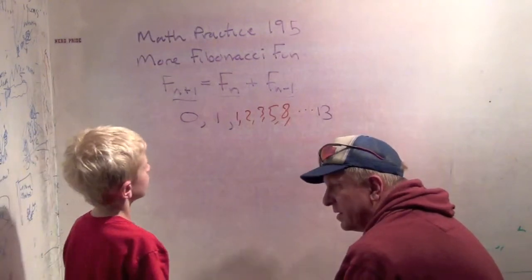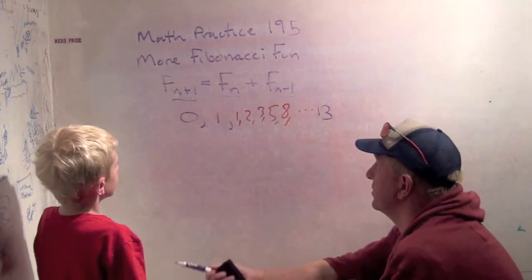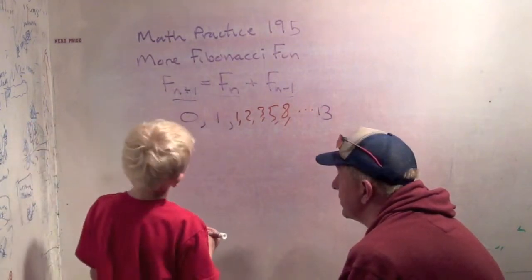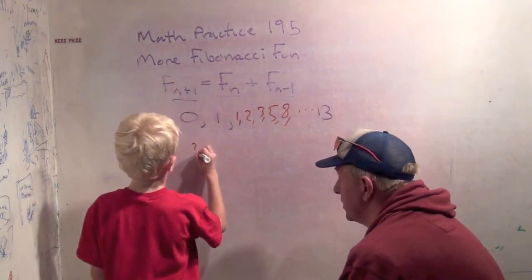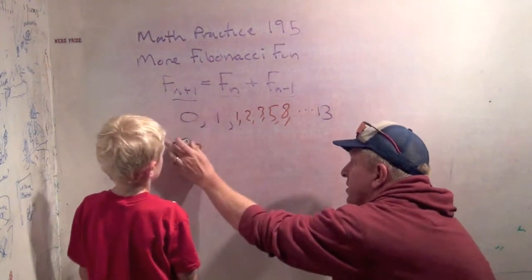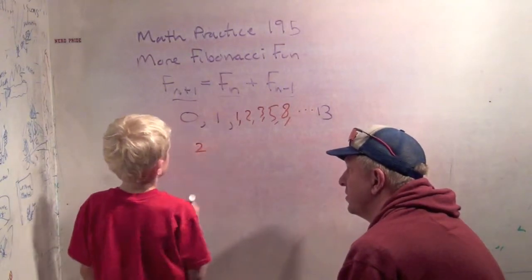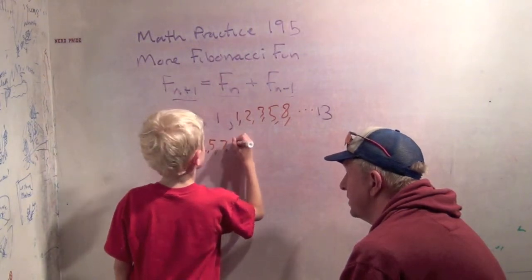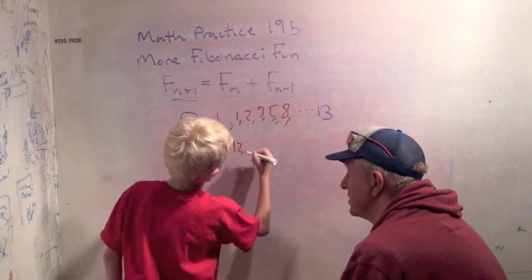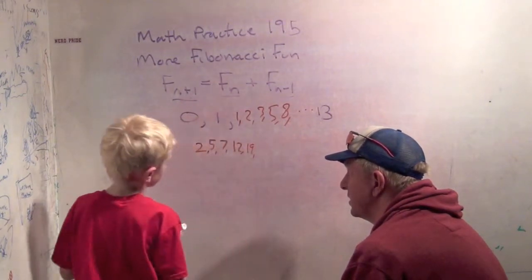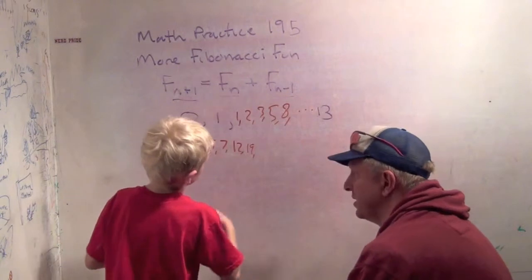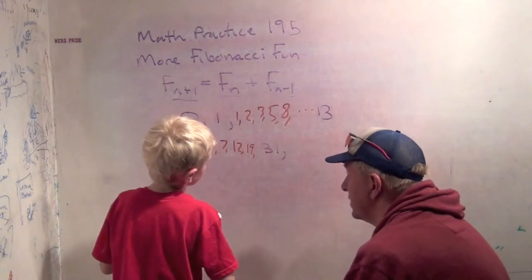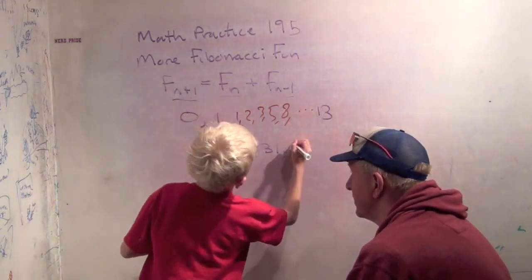But what I said yesterday is you don't actually have to start with 0 and 1. So why don't you pick two numbers to start with? How about 2 and 5? 2, 5, 7, 12, and also 19. 12 plus 19 is what? That's 31. 19 plus 31 is? 50.